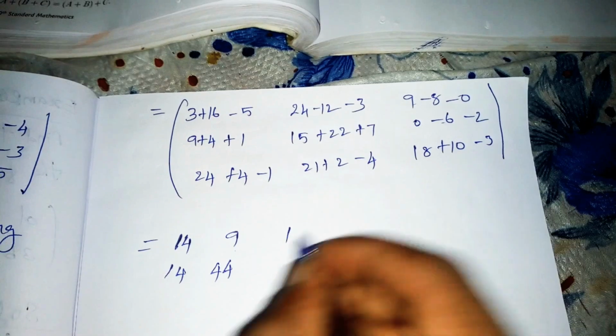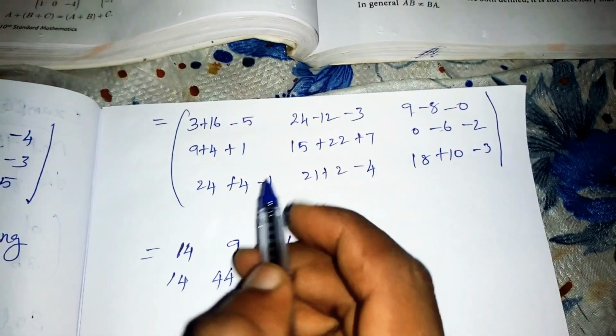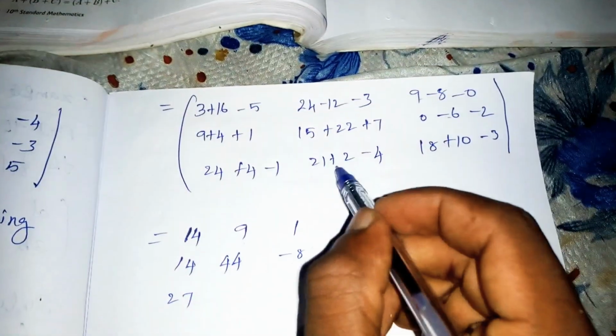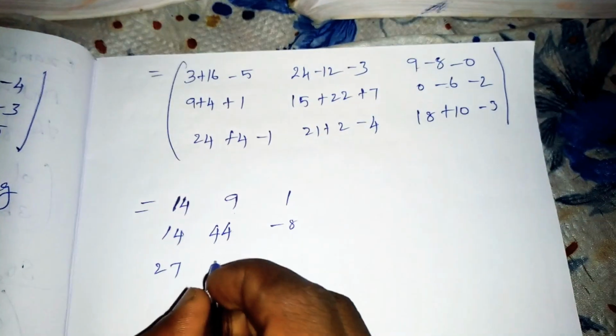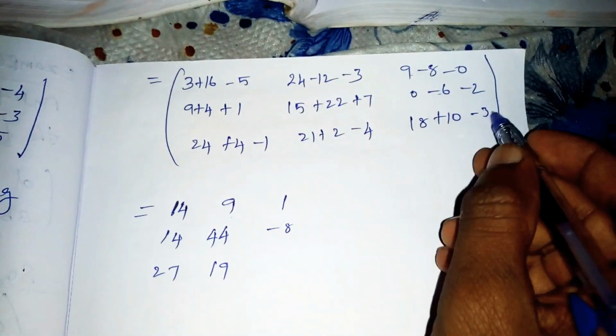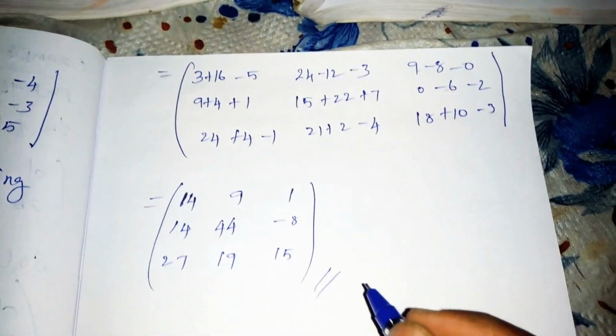44, again minus 8, again 28; 28 minus 1, 27; again 21, 23; 23 minus 4, 19; 18 minus 3, 15. First question is over.